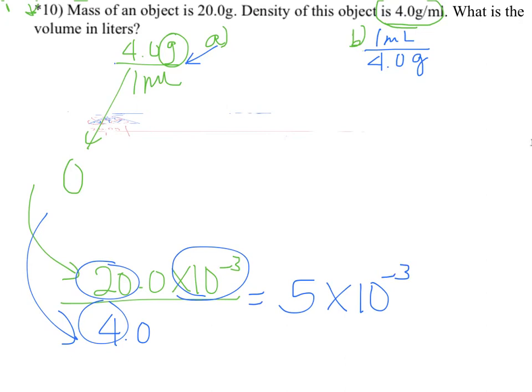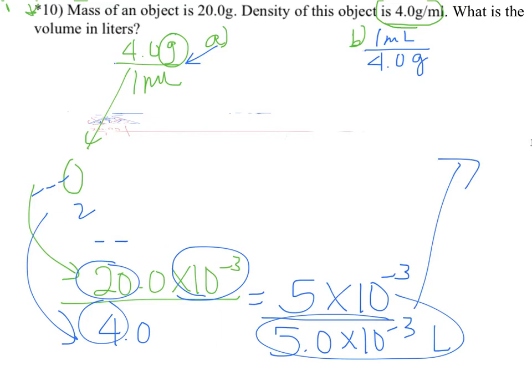But you have to keep in mind that we're dealing with significant figures, and I see that I have 1, 2, 3 sig figs at the top, and I have 1, 2 at the bottom. So the least number of significant figures in this case is 2, so I have to make my answer in 2 sig figs. So my answer is going to be 5.0 times 10 to the negative third liters is my volume.